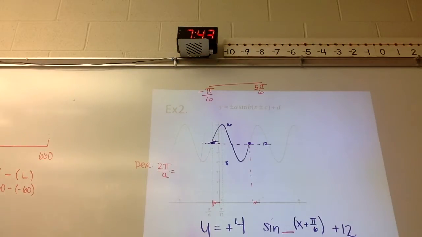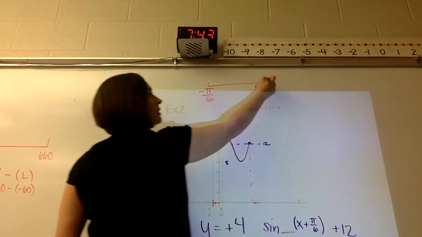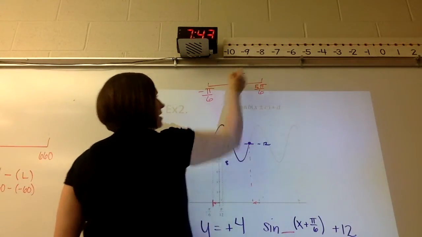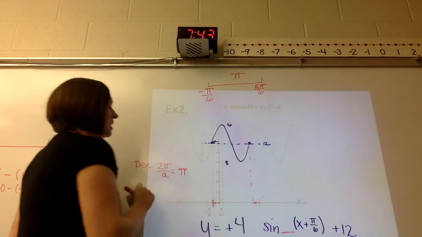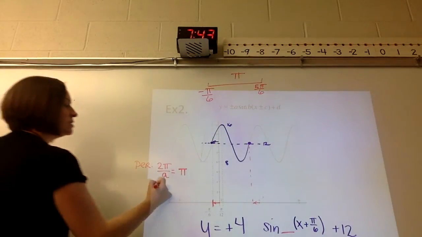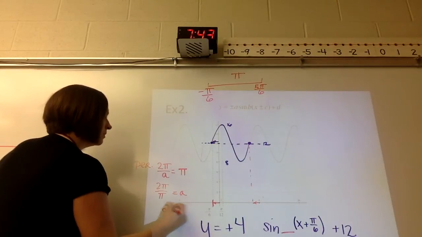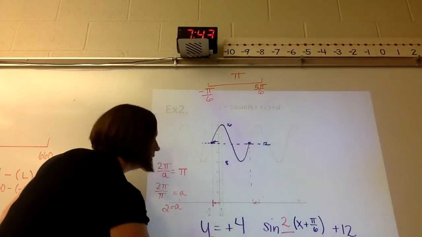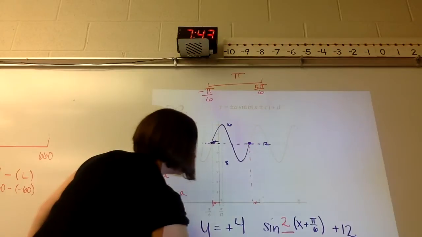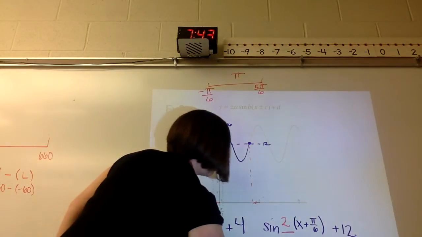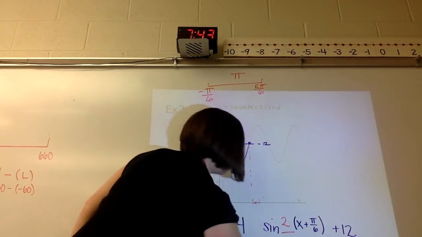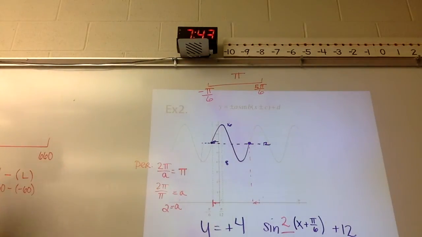So what is the total period length? From here to here, the total is pi. So that's what I'm going to set equal here. So I get 2 pi divided by pi is equal to A. A is equal to 2. And I'm done.